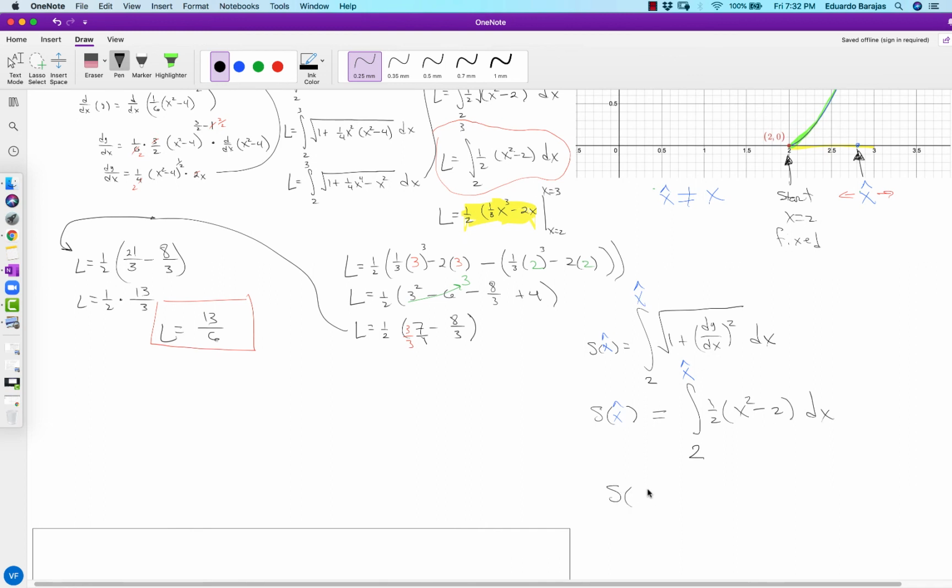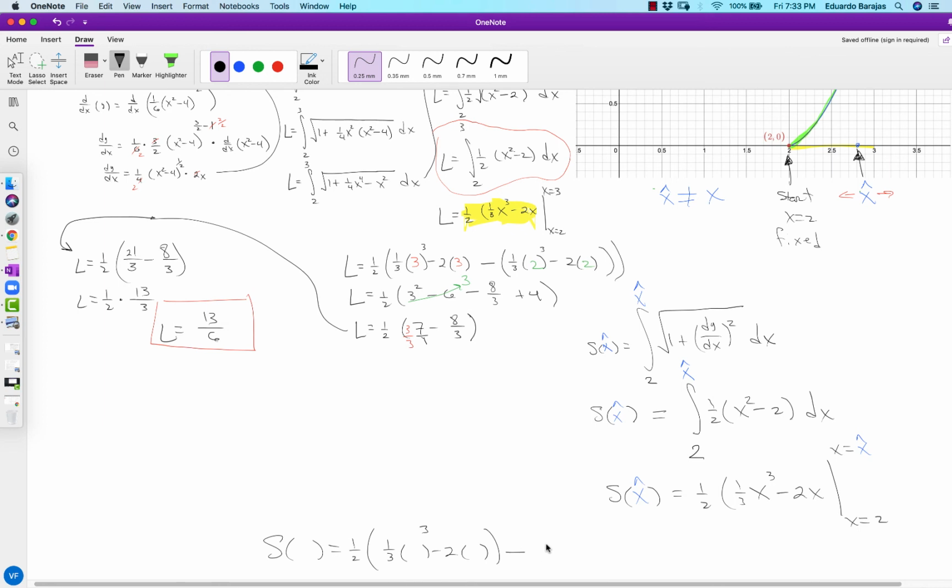So then we get s of x hat is equal to 1/2 times (1/3 x to the third power minus 2x), evaluated as x ranges from 2 up to x hat. Okay, so now we plug it in and we get the following. So now when we evaluate it, we get s of x hat is going to be equal to 1/2, and this is going to be 1/3 blank to the power of 3, minus 2 times blank, minus one-third blank to the power of 3 minus 2 times blank.